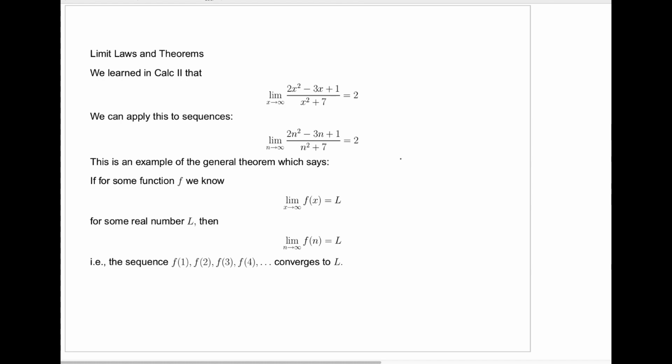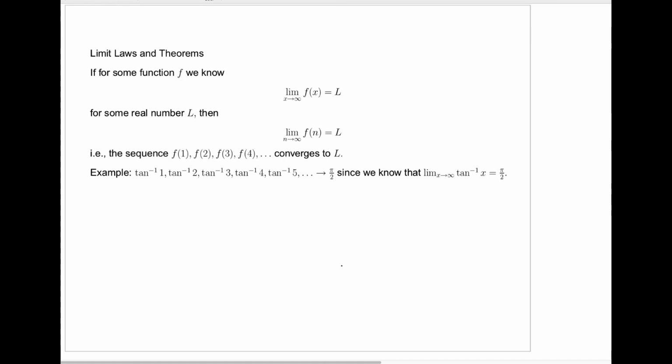We put this more precisely in the form of a theorem. The theorem says the following thing. If for some function f we know the limit as x approaches infinity of f of x is the real number L, then the sequence f of n has that same limit. In other words, this sequence f of 1, f of 2, f of 3, f of 4, etc. converges to that same number L. This is the theorem I was just talking about.